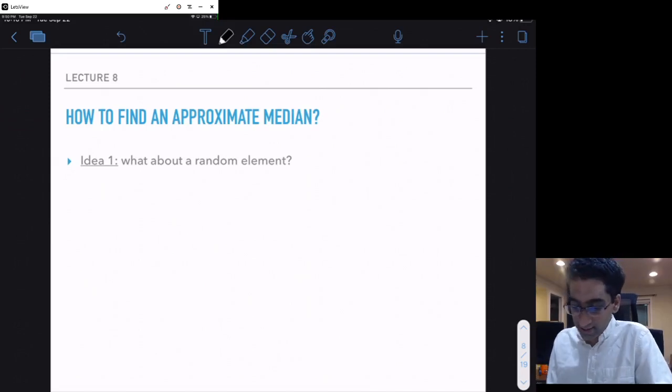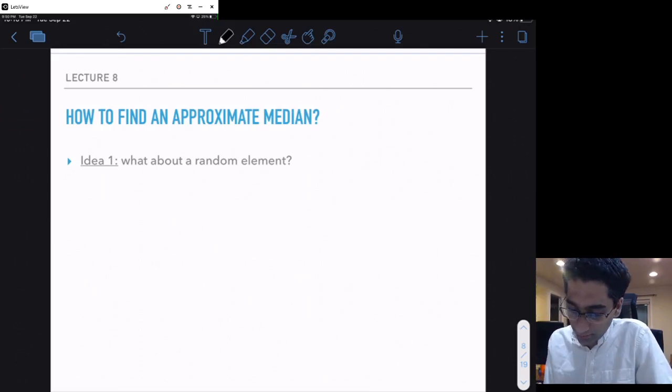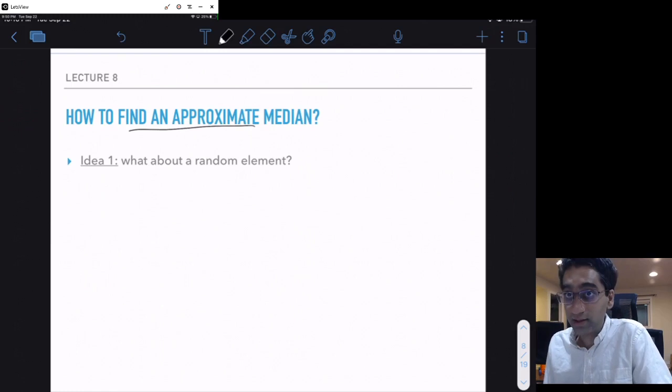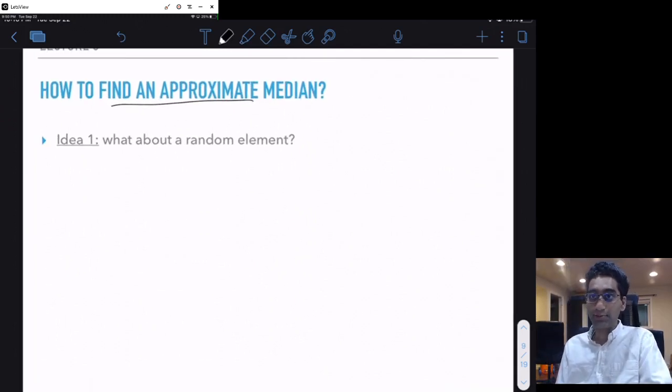All right, so this is the second part of the video. Let's look at how to find an approximate median. So far we said that if there's an algorithm that could find an approximate median quickly, then you can solve the selection problem, where you want to find the kth smallest element. You can solve it pretty quickly.